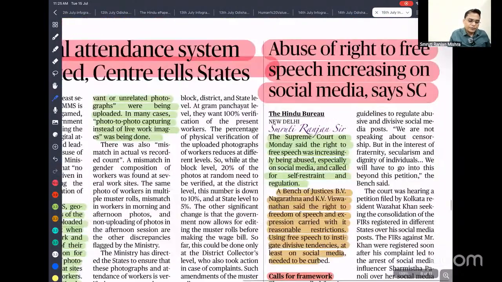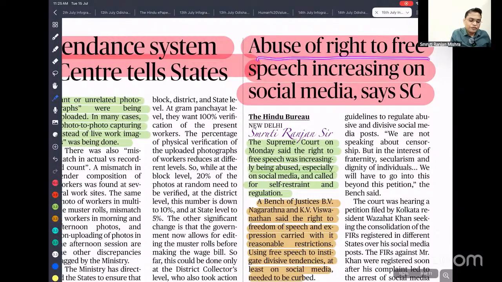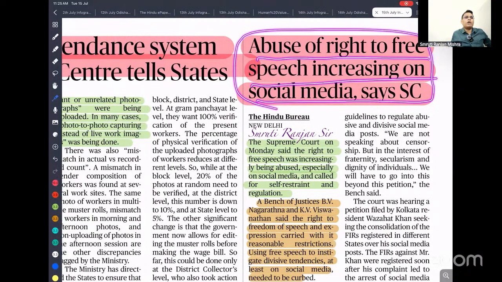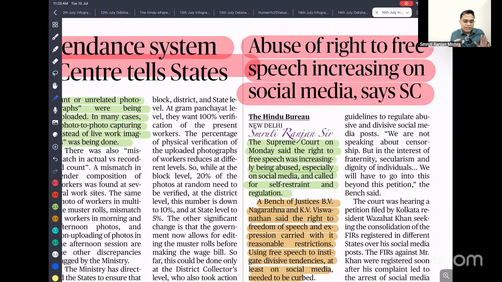So next is, abuse of the right to free speech increases on social media. This is what was said by the Supreme Court. What happened? In recent times, we are seeing that people are abusing the freedom of speech and expression that is given on social media. For example, Article 19 talks about the freedom of speech and expression, but people misuse that to abuse and to tarnish, to show contempt for the other person.